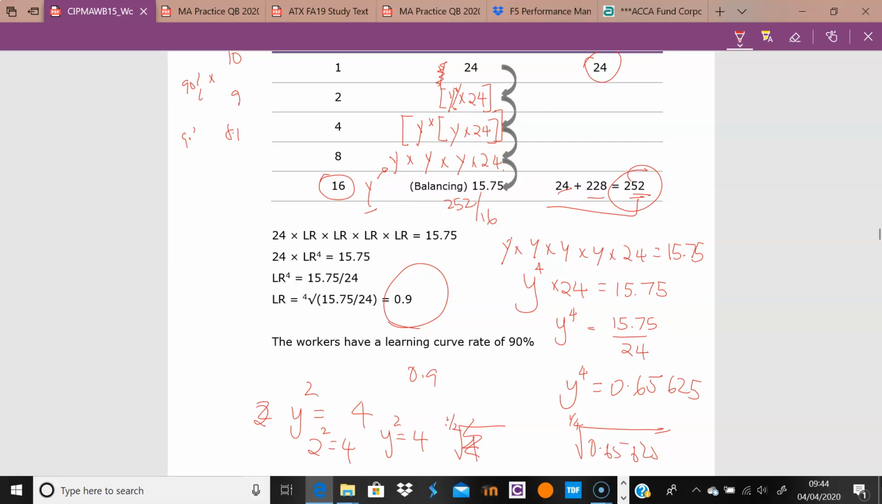Because ultimately what we're saying here is that if I raise 0.9 to the power of 4, I will get 0.65625. The question is, how do I get this in your calculator?